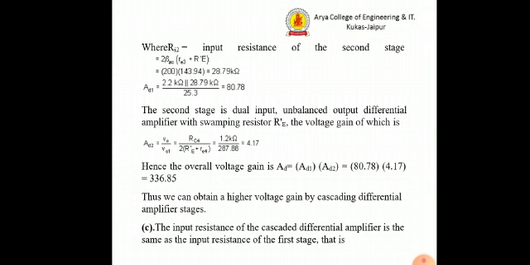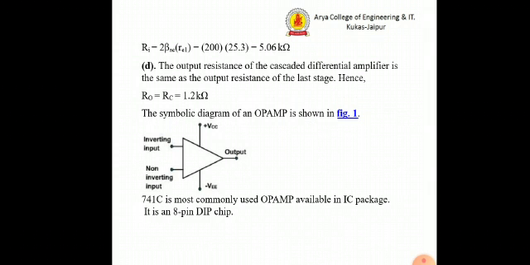Now lastly, we have to find the input resistance of the cascaded differential amplifier. It is the same as the input resistance of the first stage, which is Ri equals twice beta AC into RE1', which is 5.06 kilo ohm. Also, we have to find the output resistance of the cascaded differential amplifier, which is the same as the output resistance of the last stage, and hence RO is equal to RC equal to 1.2 kilo ohm.